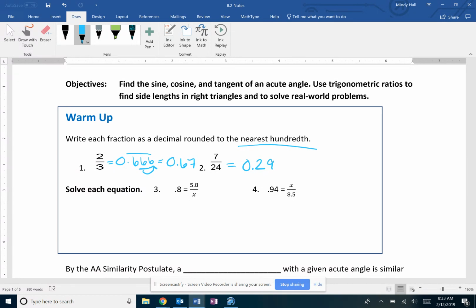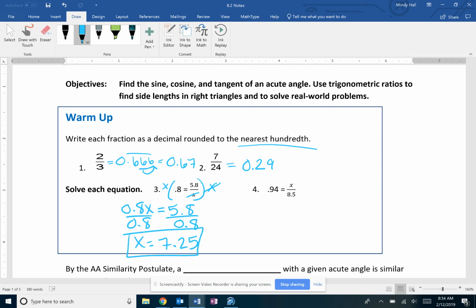To solve the equations for number 3, because that x is in the denominator right here, we can't have that happening. So we're actually going to multiply everything by x. So then it'll cancel out on the right. So then we'll have 0.8x equals 5.8. And then to finish solving that, we'll just divide by 0.8, and that will give us 7.25.